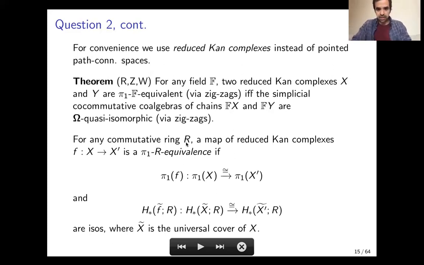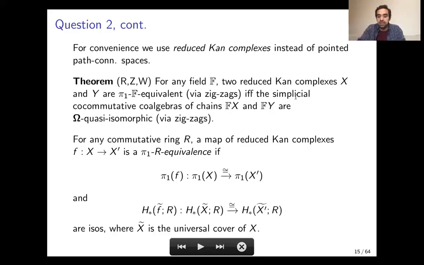So let's fix a commutative ring R. Then a map of reduced complexes F from X to X prime is called a pi1 R equivalence if F induces an isomorphism of fundamental groups, and F induces an R homology isomorphism at the level of universal covers. Namely, if the induced map F tilde at the level of universal covers becomes a homology isomorphism with R coefficients. That's a pi1 R equivalence.